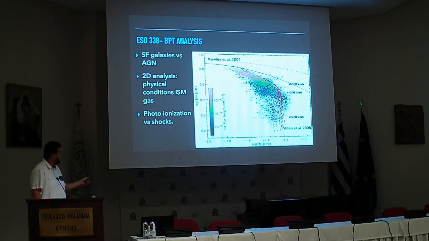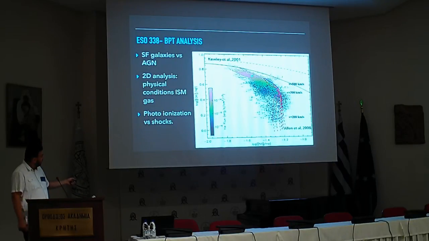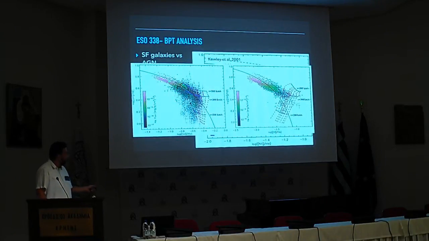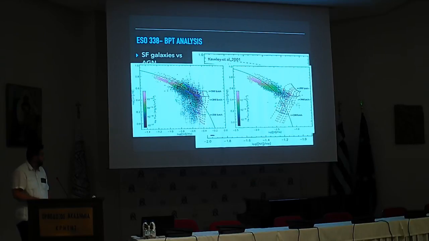Is it all photoionization or are shocks also playing a role? Well, as you see here, this diagram is a bit difficult because the shock models lie in the star formation zone. But when you change the x-axis to, for example, S2 or even better, O1, you see that a lot of these data points are crossing the line and coming into the area where you would have your AGN or your LINER galaxies. This can be interpreted as shock emission. And you see also that these shock models are actually covering this location very well.